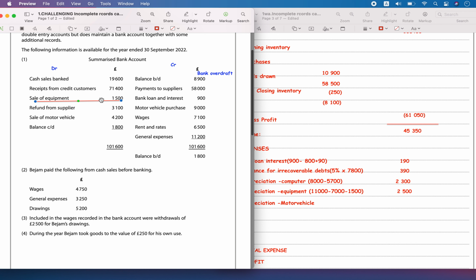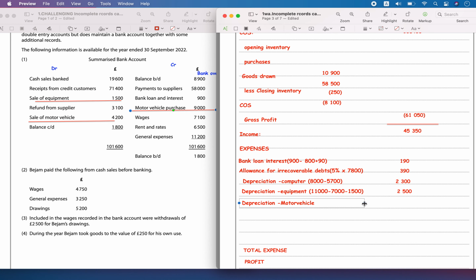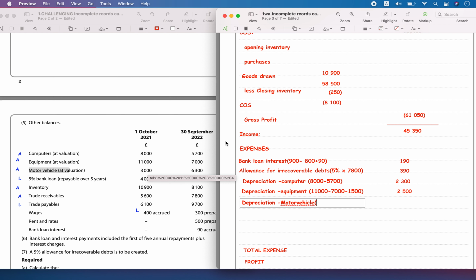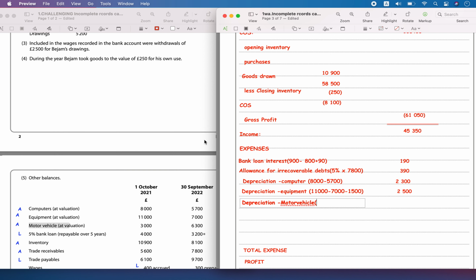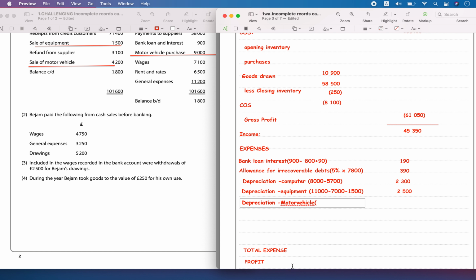Okay, and also here for the motor vehicle they have given information: there is a sale of motor vehicle and there is also a purchase of motor vehicle. So let's include all that. The vehicle which was at 3,000 was sold off, and this 9,000 which was bought, that depreciation has become 6,000, that value has become 6,300. So it cannot go in depreciation.